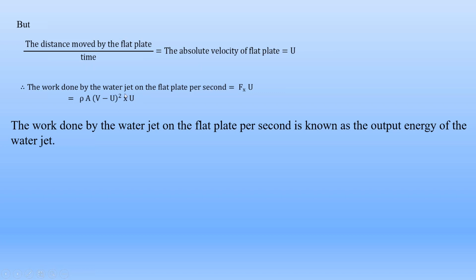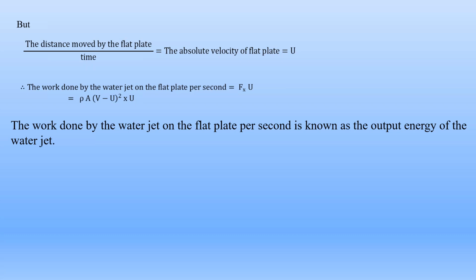So the work done by water jet on the flat plate per second is Fx into U. Already we know the equation for force Fx. Fx is equal to rho a into (v minus u) whole square. That is the equation of force Fx. Substitute that on the right hand side.